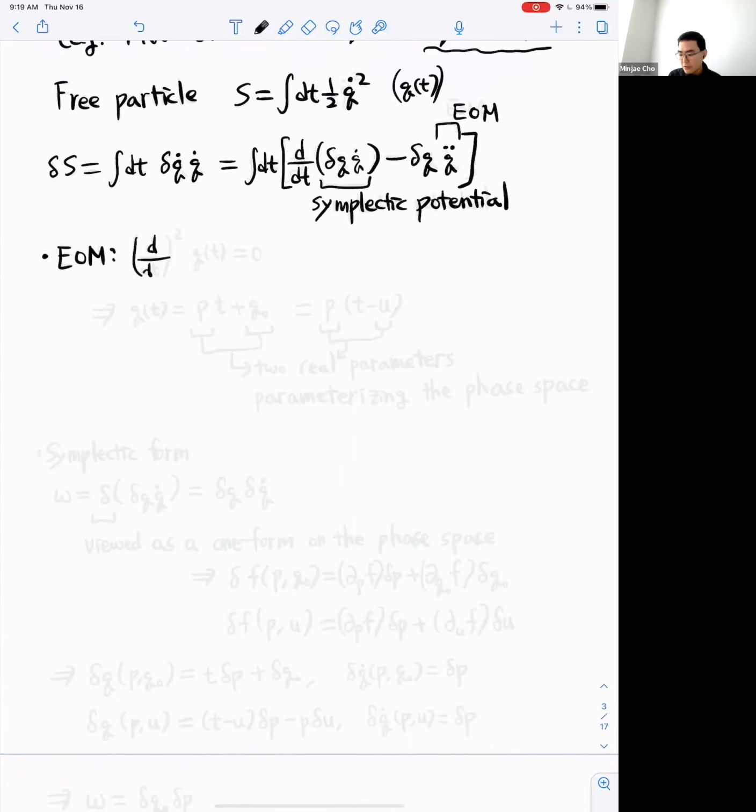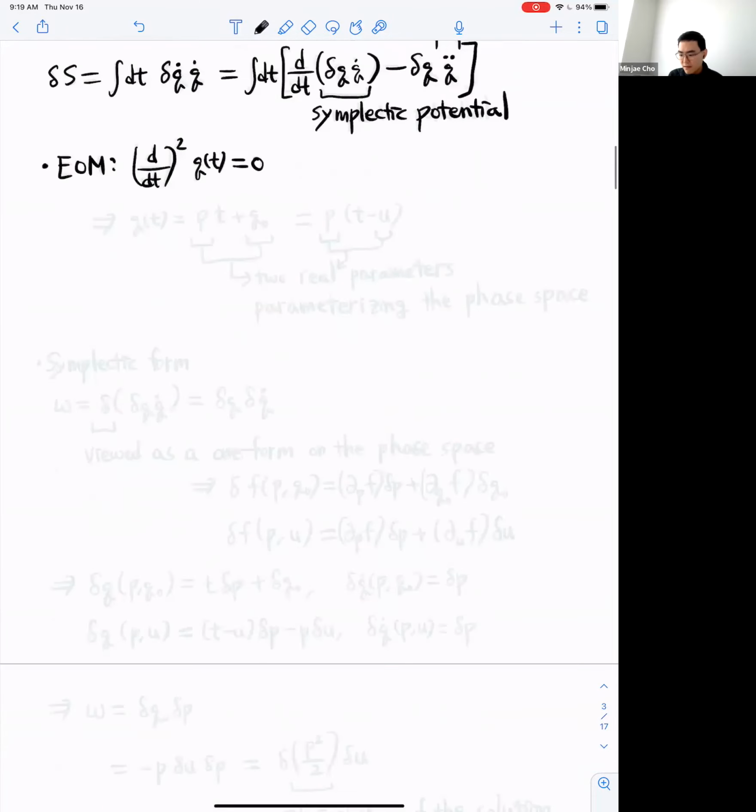We have equations of motion. It is a very complicated one. But fortunately, we know how to solve it. All it's saying is that our solution can be at most linear in time. So this is one way to write down the solution, where we have two parameters, P and Q naught. P basically stands for the velocity of the particle, or momentum, and Q naught stands for the initial position.